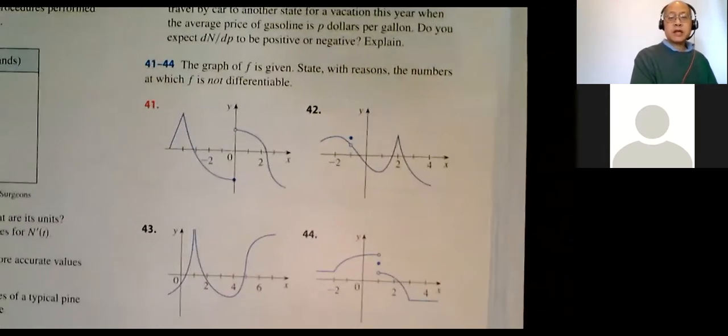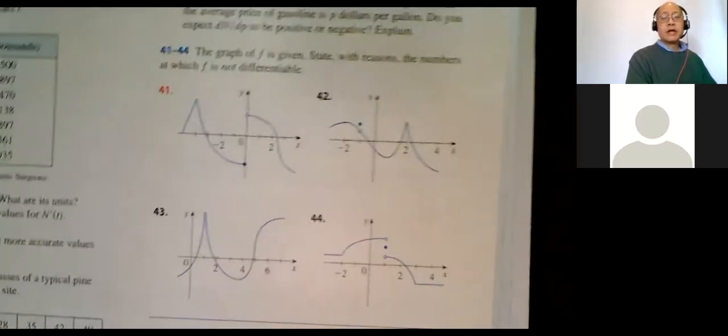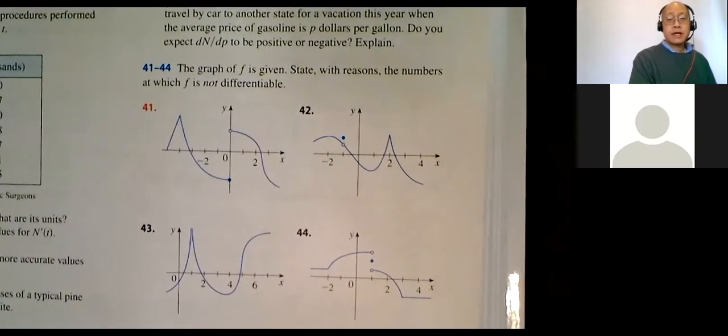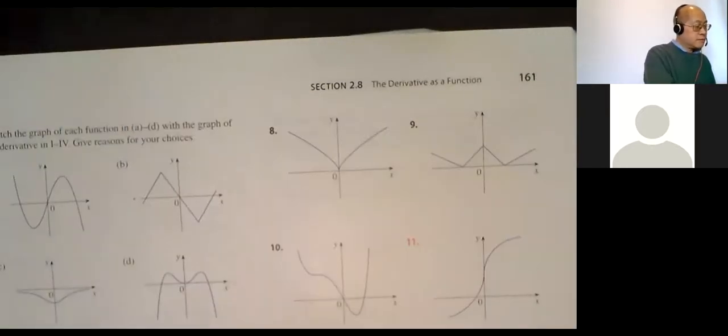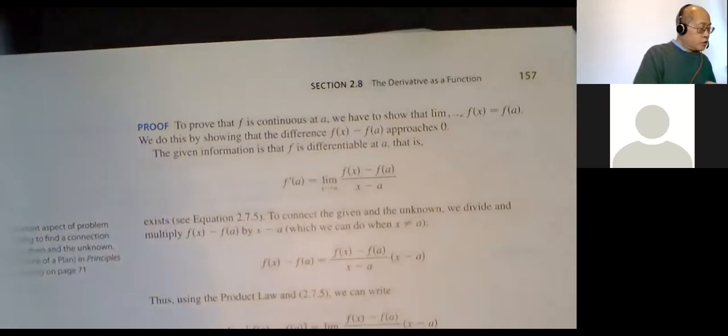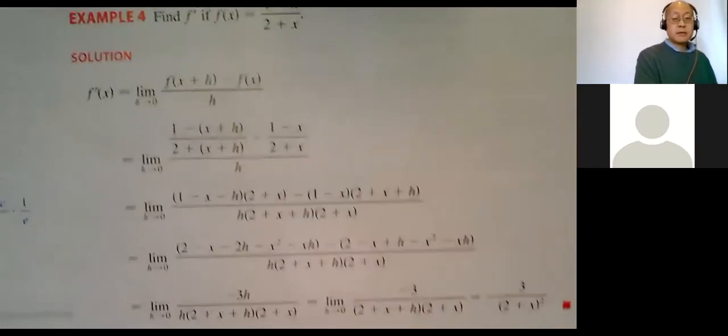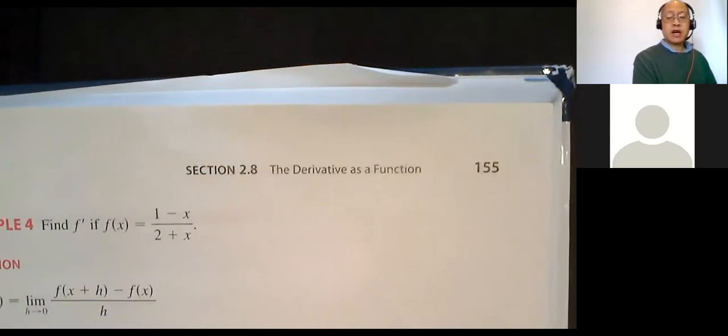State the numbers at which F is not differentiable. Okay, fancy word, differentiable. That means you can take a derivative. So a little bit of language here. If you can take a derivative, the function is called differentiable. And one other thing, page 155.